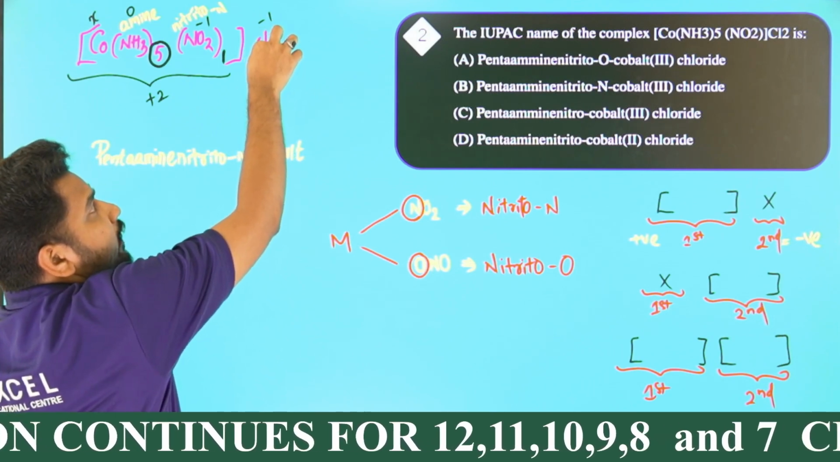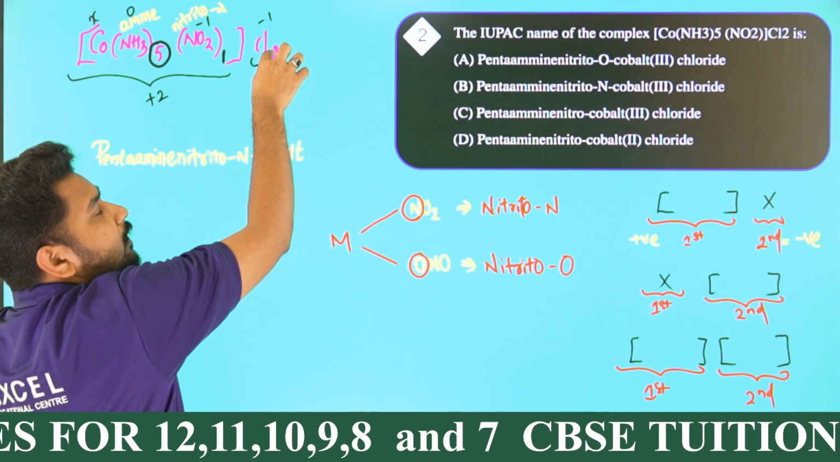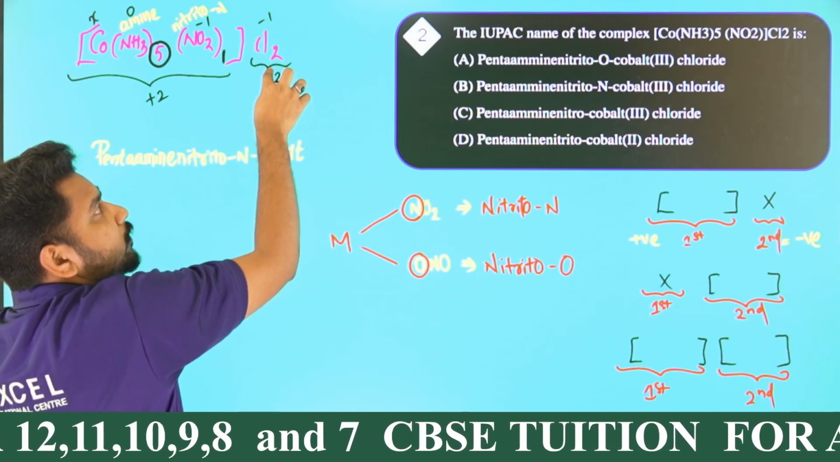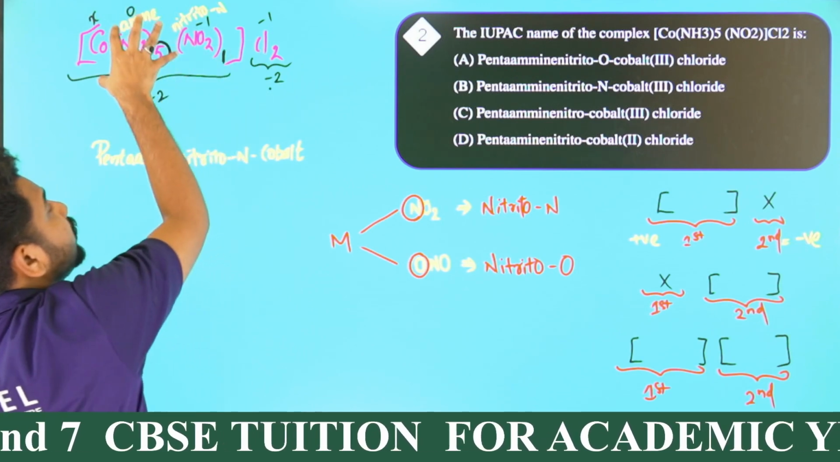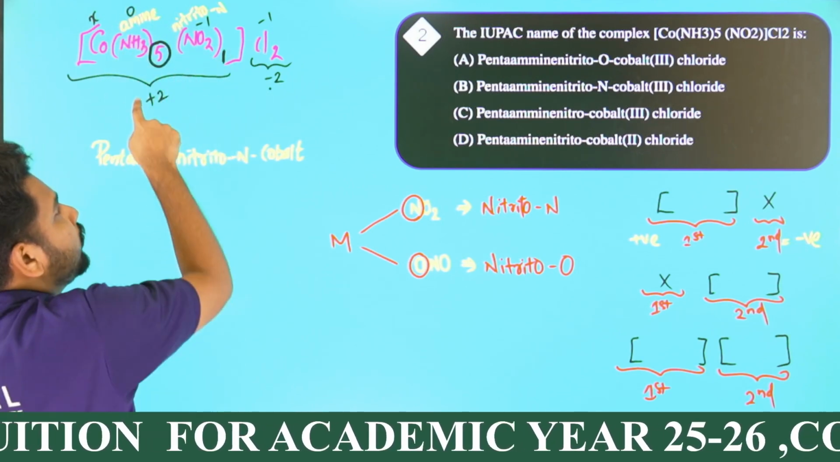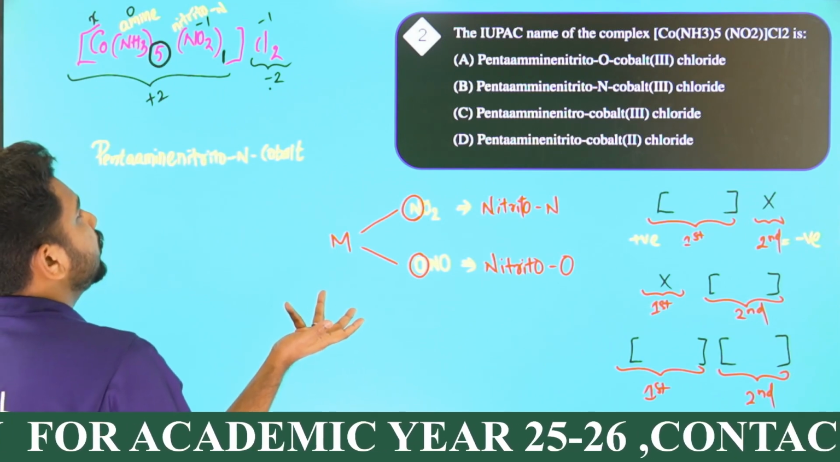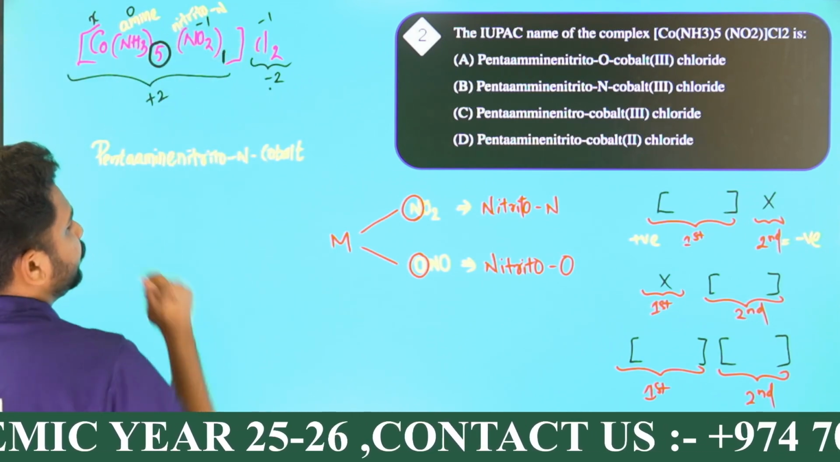Chlorine, the counter ion, each chlorine has -1. How many chlorine are there? 2 chlorine, so -1 into 2. So the total charge of the negative part is -2, and the total charge of the positive part should be +2. Then only it will be cancelled. Okay, so we got the charge of the positive part.